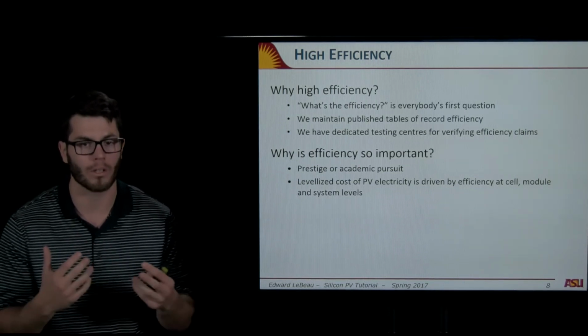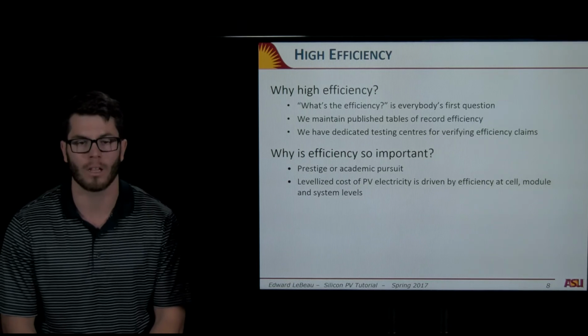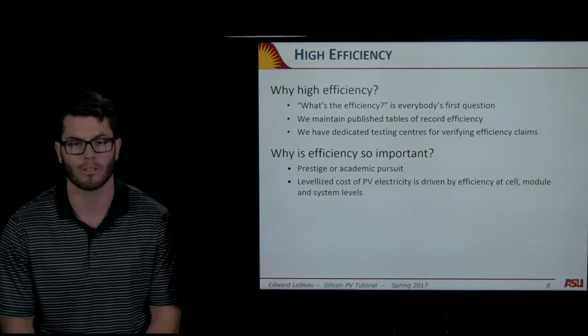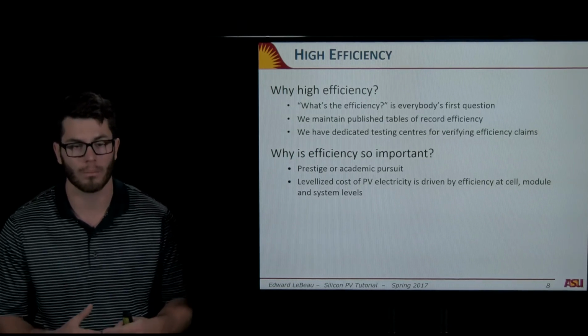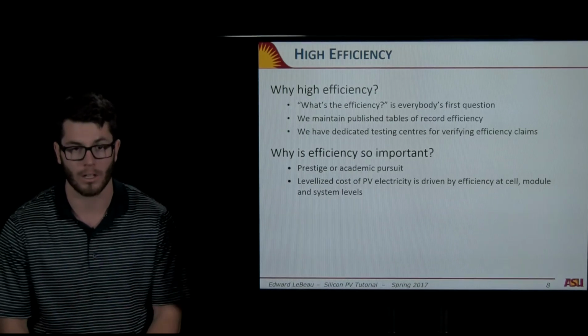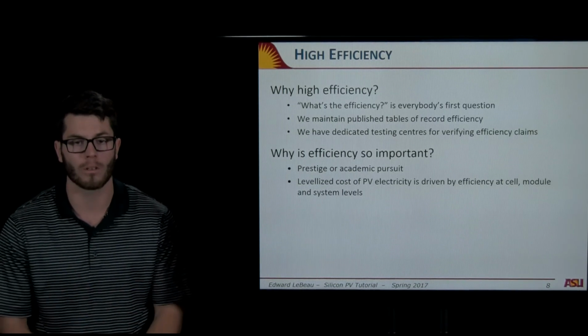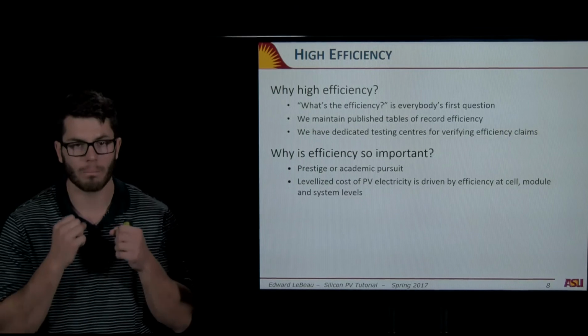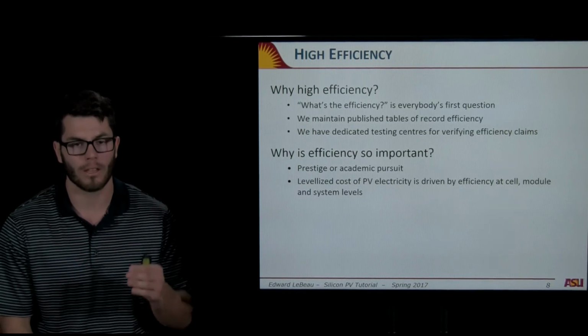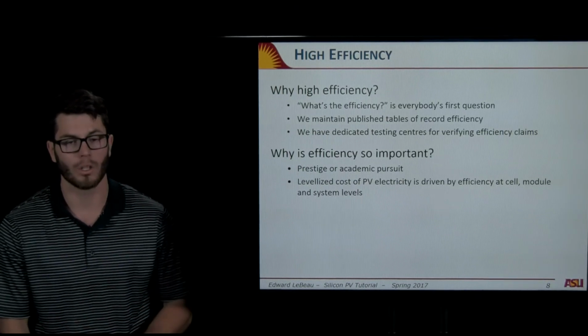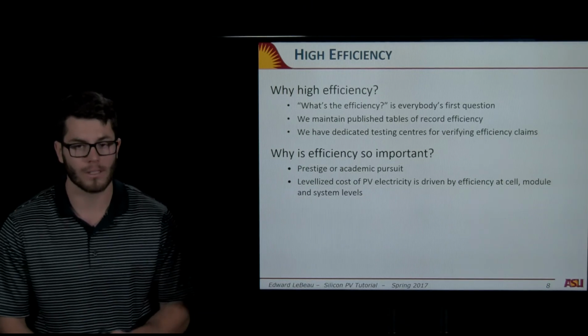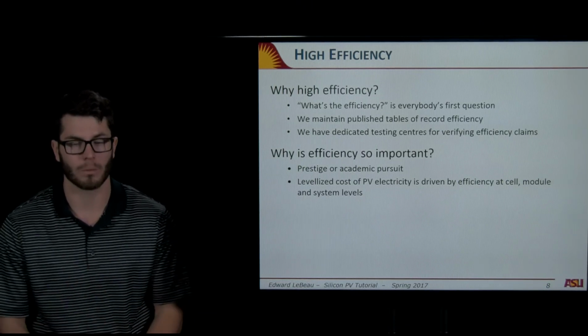But there is something more than just the pride to it. It does drop the levelized cost of PV energy as the cell becomes more efficient and the system becomes more efficient. So there is some importance to it. But what's the most important thing? The most important thing is your price per watt. You want to be at $1 a watt. So efficiency aside, price per watt is what you're looking for.